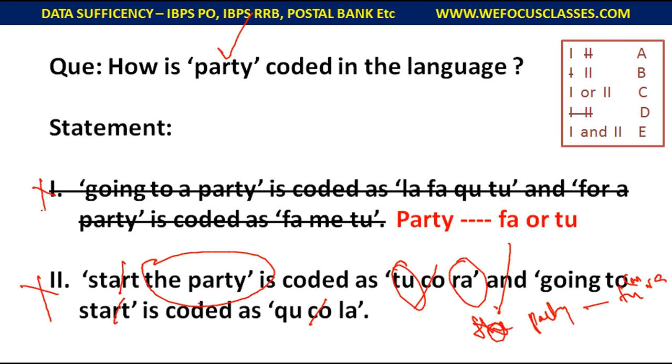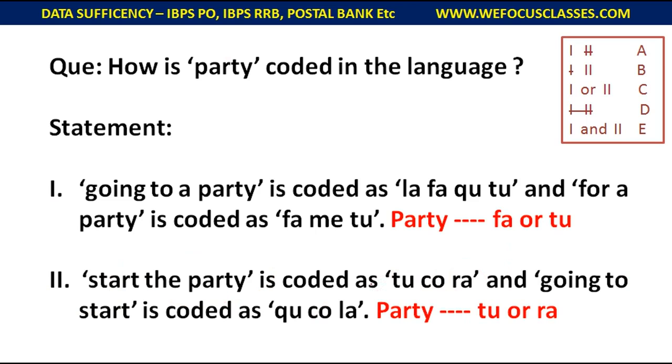Earlier first statement is not sufficient. Now second statement is not sufficient. Then what is our intention? Mix both of them. So we are mixing both of them. By mixing both of them, mix the conclusions, friends. By mixing both of them, what is the common? TU is common. So we can clearly say that the code for party is TU. So by mixing both of them, you got the answer.